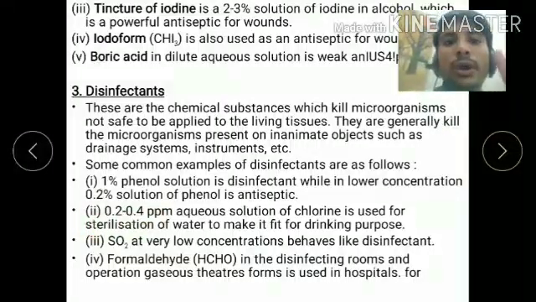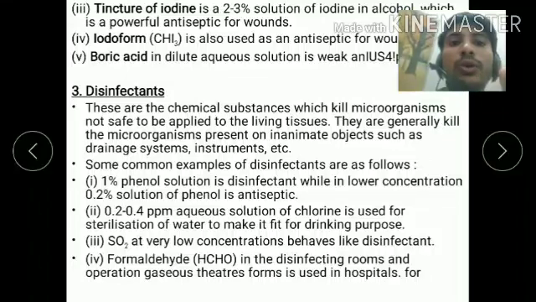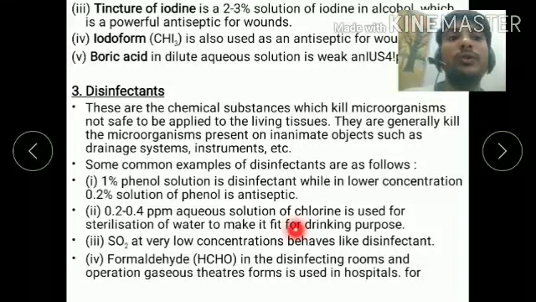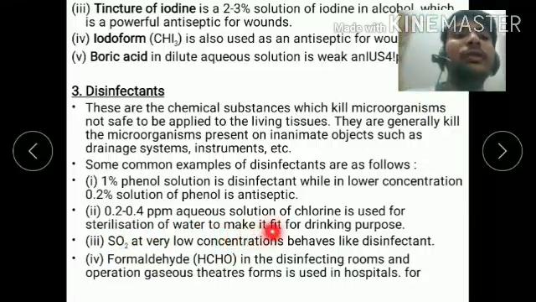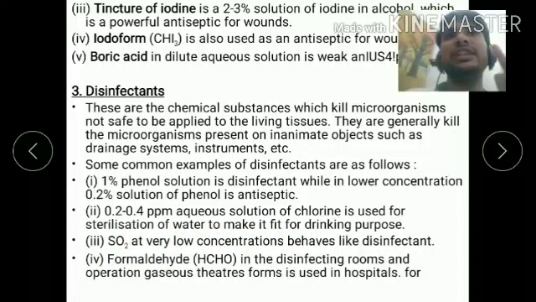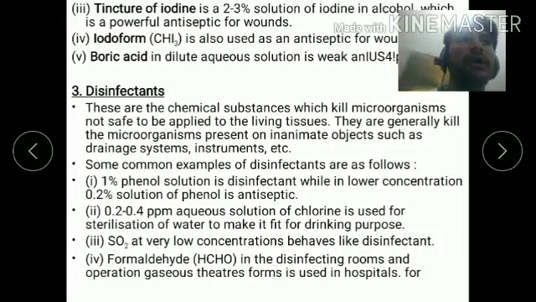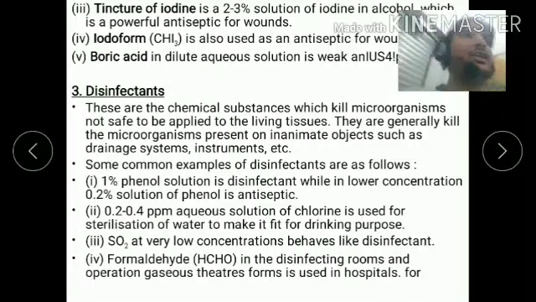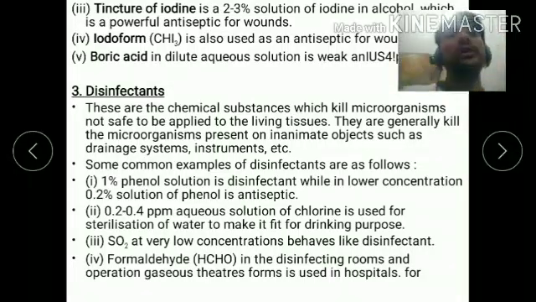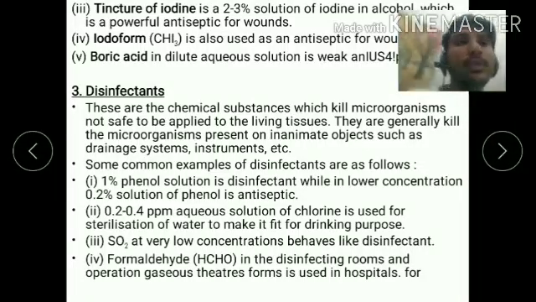Second one is 0.2 to 0.4 ppm aqueous solution of chlorine, which is used for the sterilization of water to make it fit for drinking purposes. You can see the water coming to your home is free from virus and bacteria. Why? Because our government applies chlorine in your water tanks. These chlorine medicines are useful for the prevention of the growth of virus and bacteria.